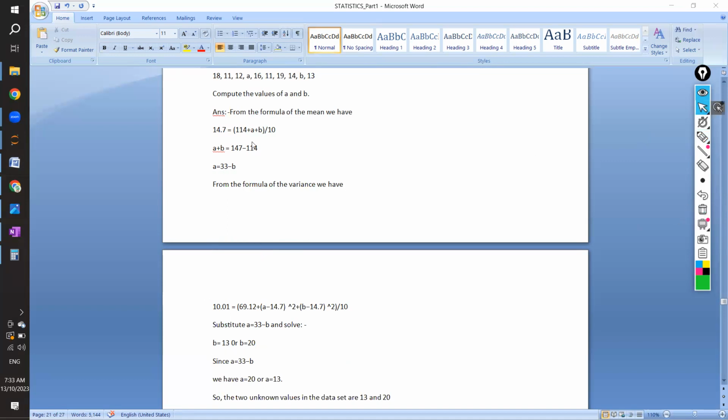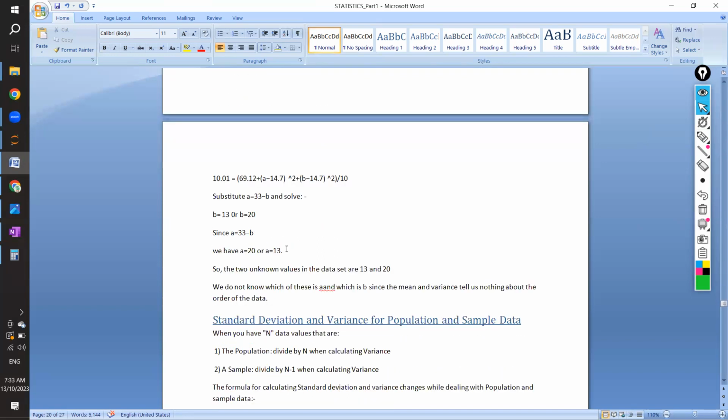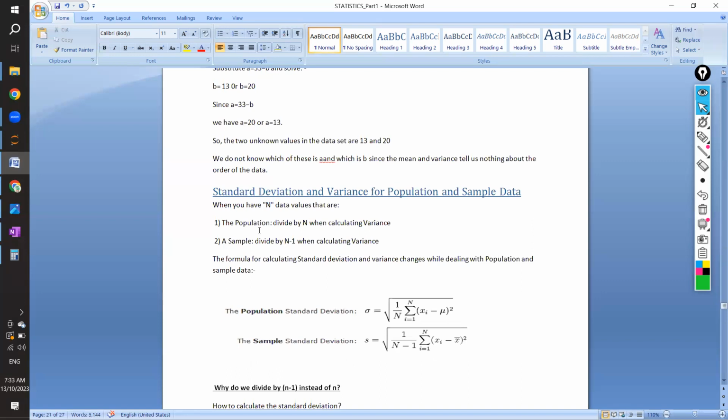Clear, guys? Just this example, right? This mathematical expression we have solved in school, right? They will skip one value and you can calculate it with the formula. Okay. So this is the standard deviation and variance of the population and of the sample data.